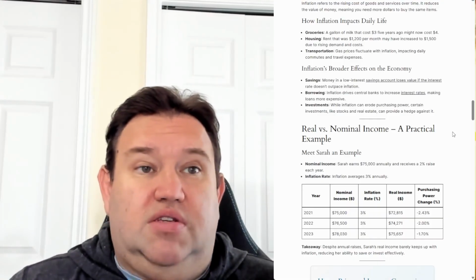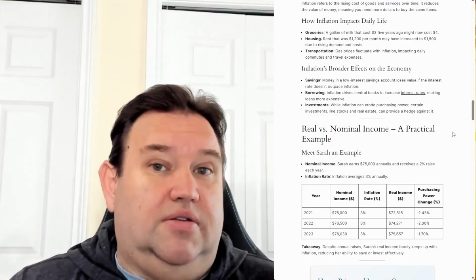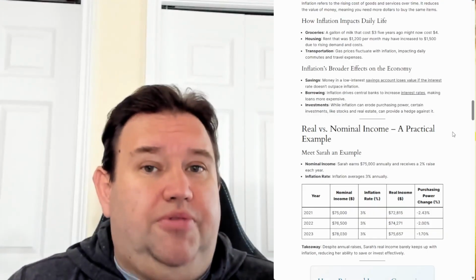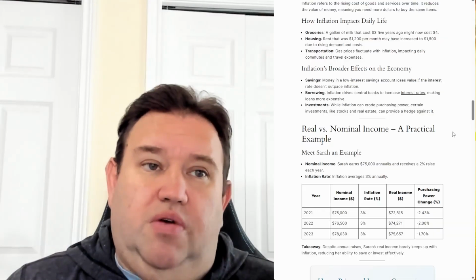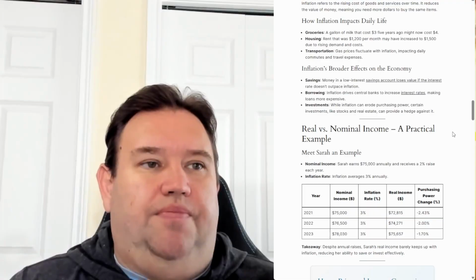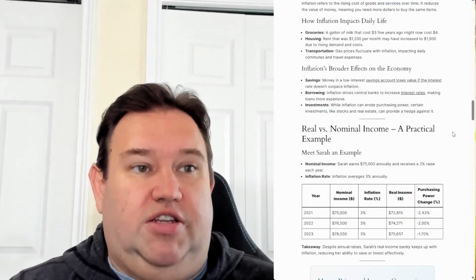Borrowing: inflation drives central banks to increase interest rates, making loans more expensive, and we've seen that with home prices, where mortgage rates used to be around 3% and now they're up to 6%. That makes it cost more to borrow the money to buy a home when the cost of the interest goes up.